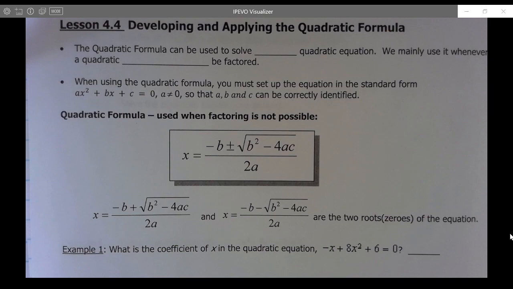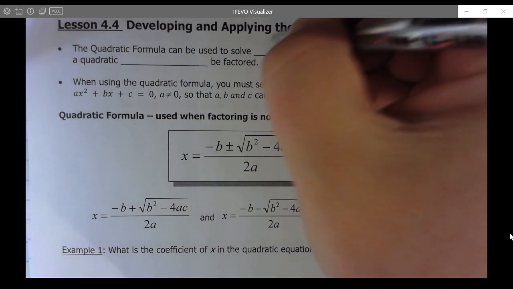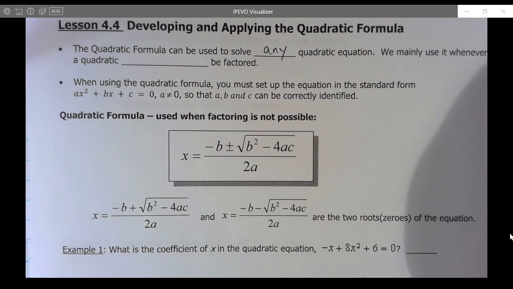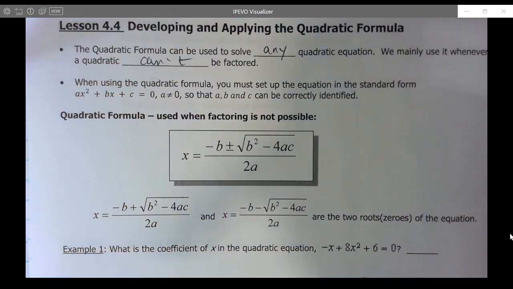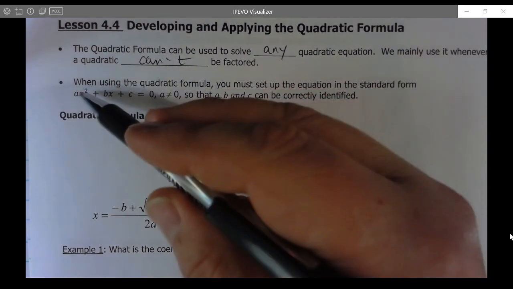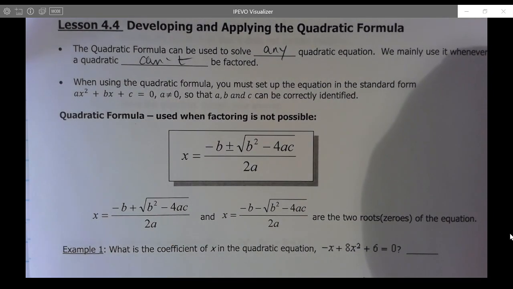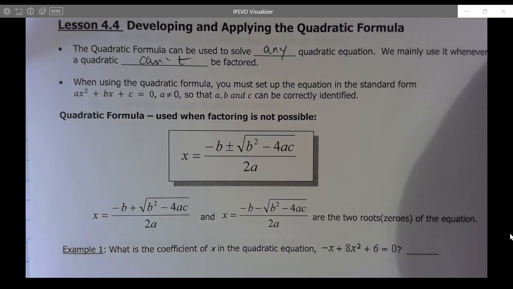Okay, so turn to page 10 of our notes package, and let's fill this in very quickly. The quadratic formula can be used to solve any quadratic equation. We mainly use it whenever a quadratic can't be factored. When using the quadratic formula, you must set up the equation in standard form, ax squared plus bx plus c is equal to 0, where a is not 0, so that a, b, and c can be correctly identified. And there is the formula. You get it on the formula sheet, so you don't have to actually memorize it.